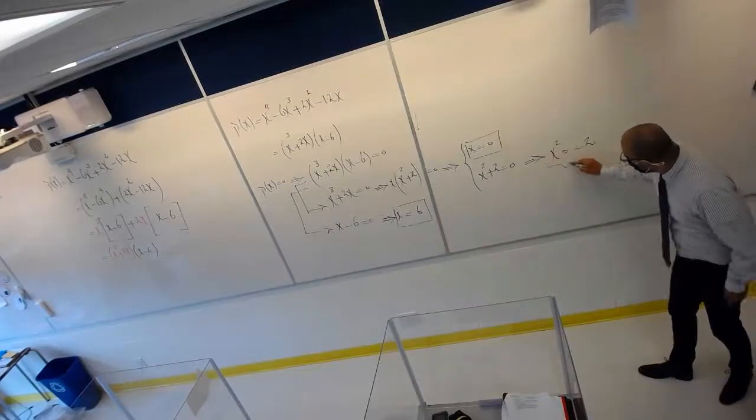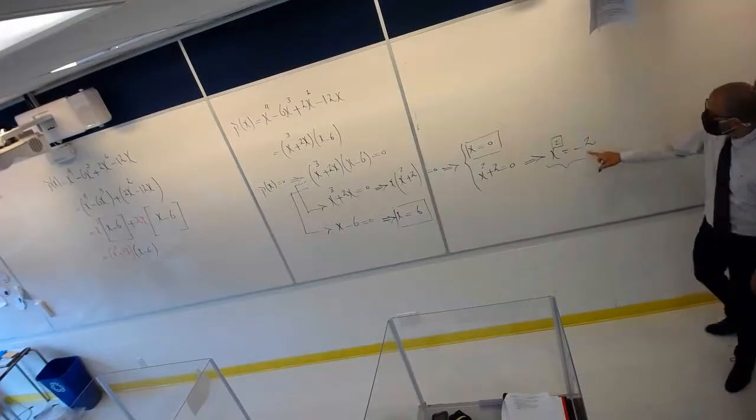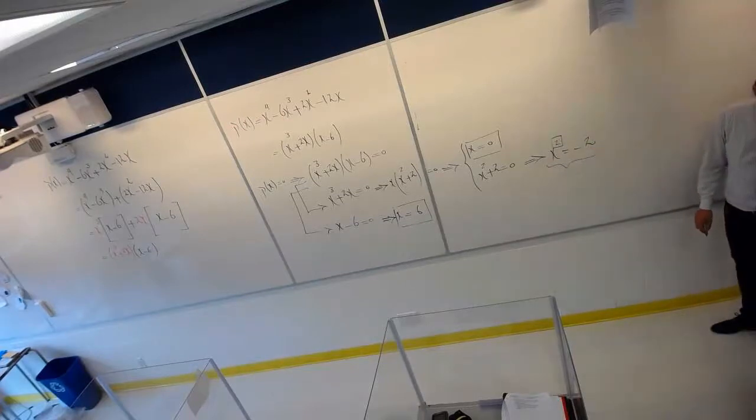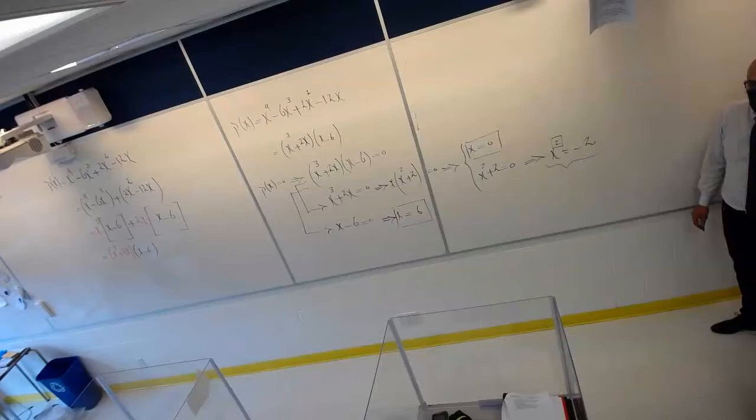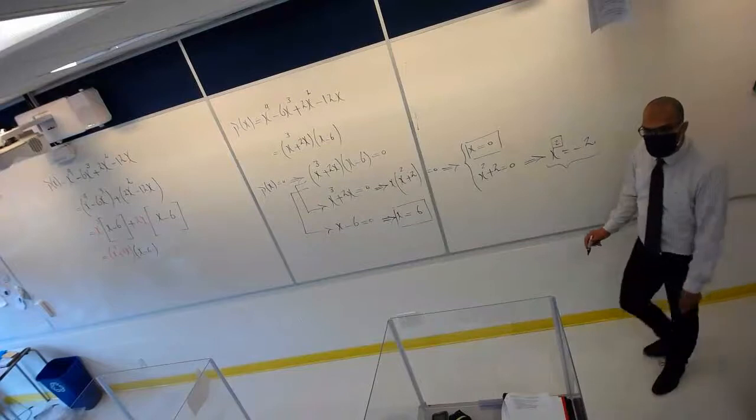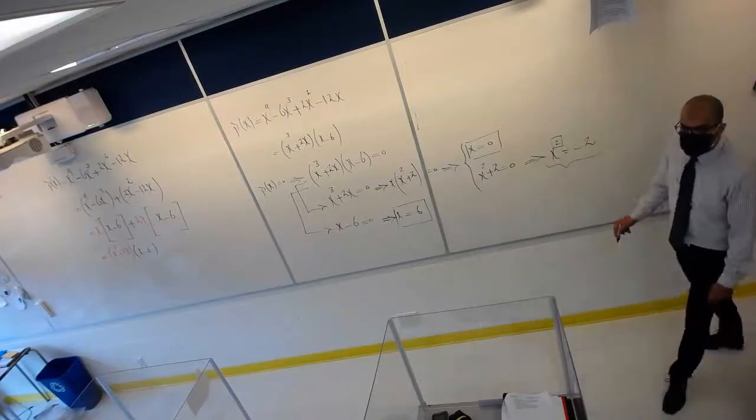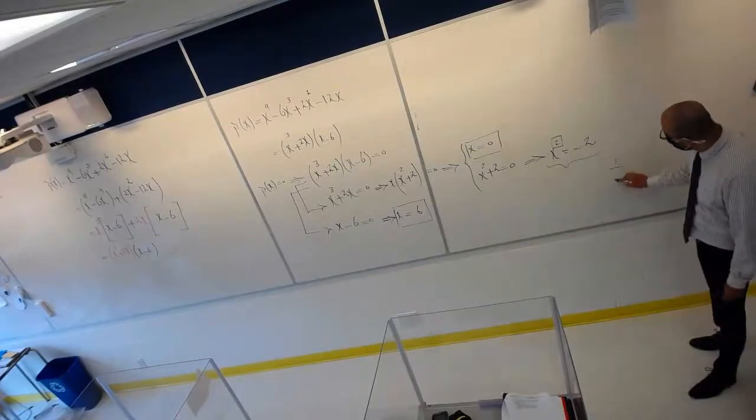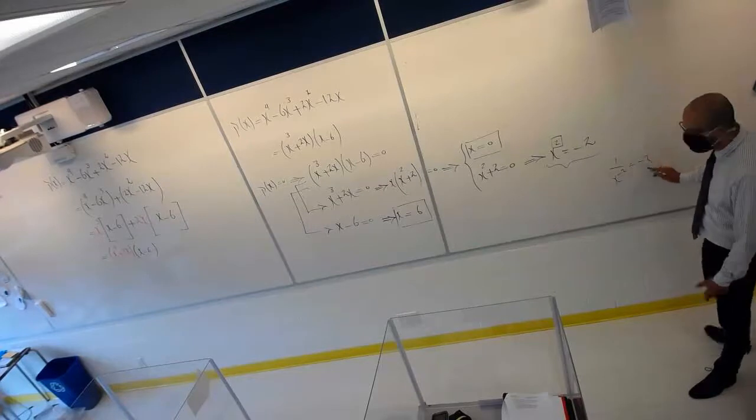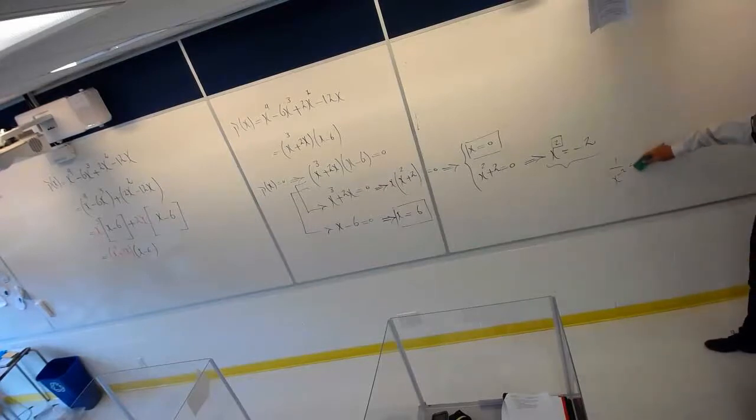Now, look at this one. Something to the power 2 is negative. What does it mean? Any idea? No one? Is it possible? Yes. I mean, it's like 1 over x squared. No, you mean it's going to be 1 over x to the power minus 2, still minus. It's a good attempt, but it doesn't do much.